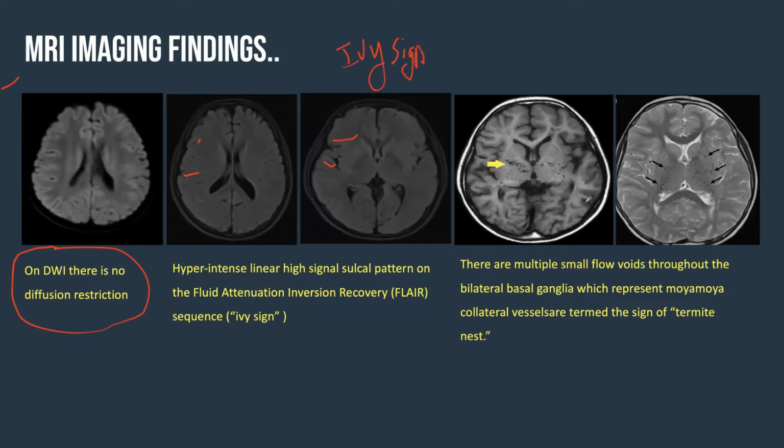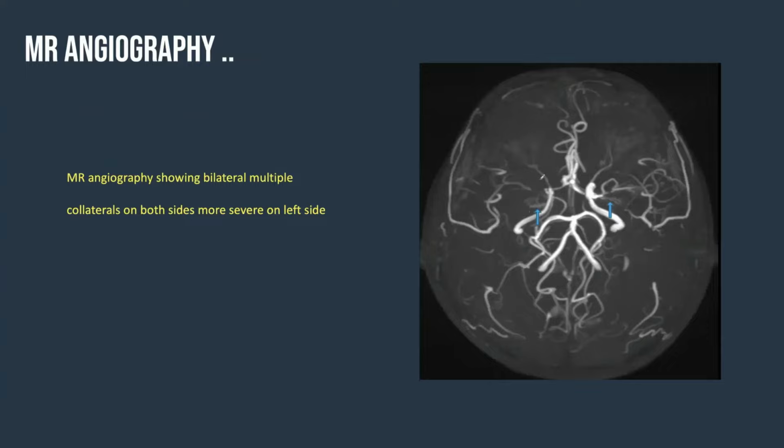Here are two images from the internet where the dilated perforating arteries give a typical termite nest shape appearance, and also multiple collateral vessels, which on angiogram become a puff of smoke in the bilateral basal ganglia regions. Here, the angiogram shows severe narrowing of bilateral MCA and right ICA. The blue arrow shows the collateral vessels in the lenticulostriate region.